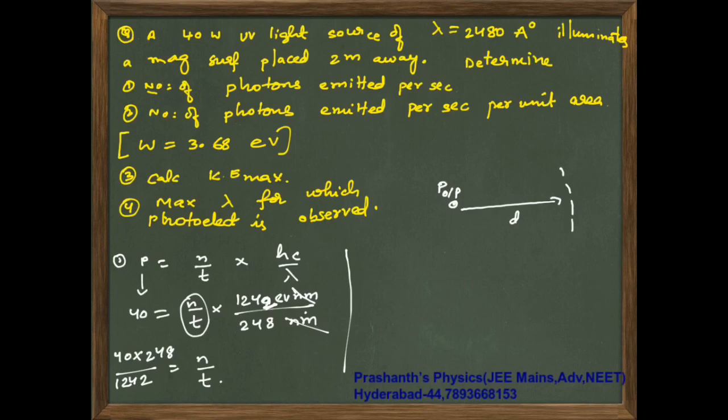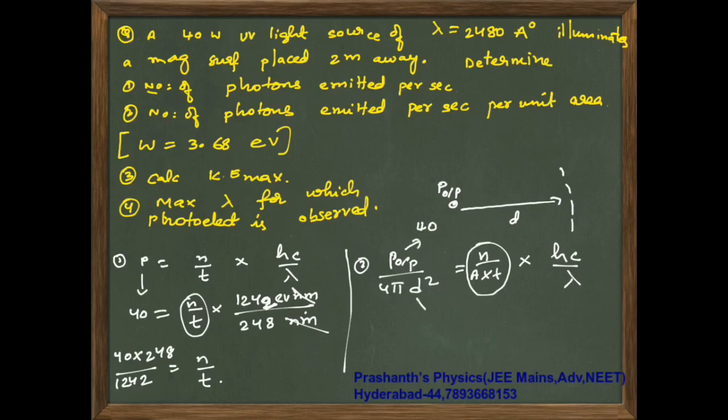Per unit area, if it is asked, your intensity is power output by 4 pi d square, right? Your output power by 4 pi d square is your intensity, which is n by A t into hc by lambda. So that will give you the answer to the second bit. This is the required value in second bit. Output power is known to us, how much it is? 40. Distance d is 2 meters. hc by lambda, you substitute it. So you will get it.